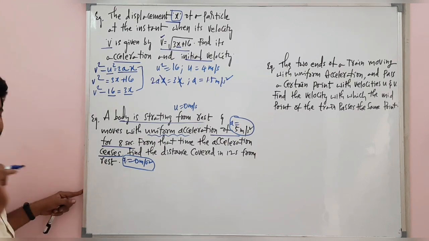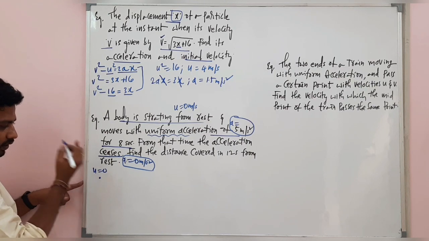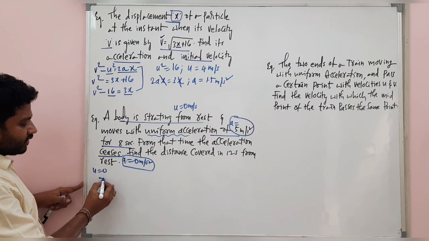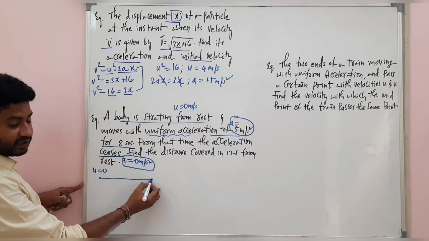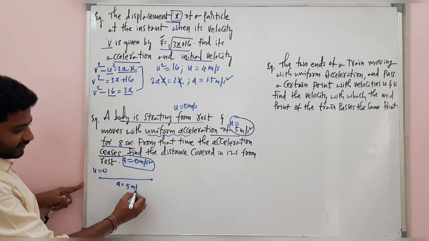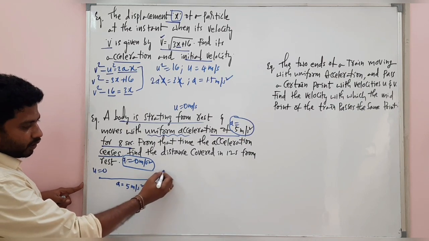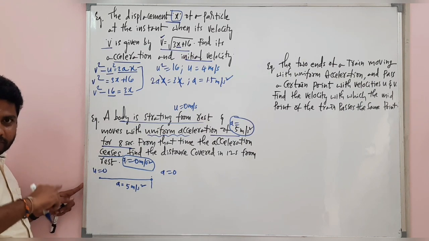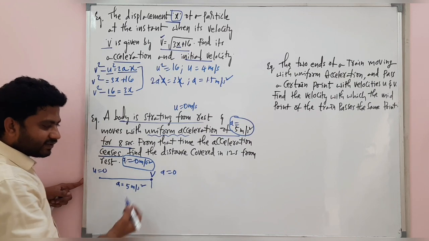Now, what happened? Let's check. A body is starting from rest. Try to draw the rough diagram. It's moving with uniform acceleration, means it will increase its velocity, till that point the acceleration is 5 meters per second square, my dear students. From this point onwards, the body's acceleration is 0. Acceleration 0 means it must move with constant velocity. So at this point it will acquire some velocity, right?